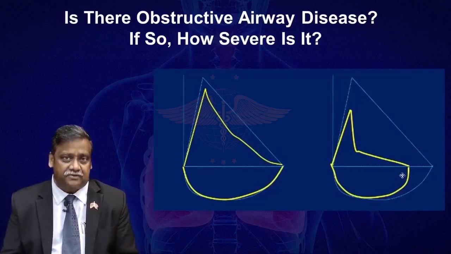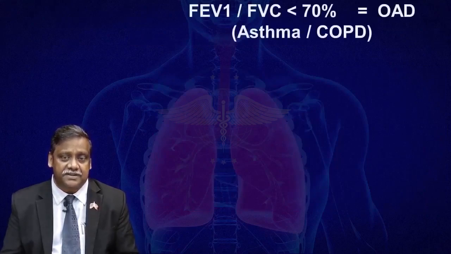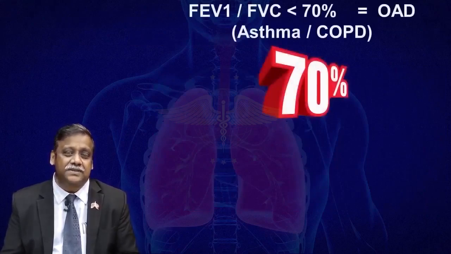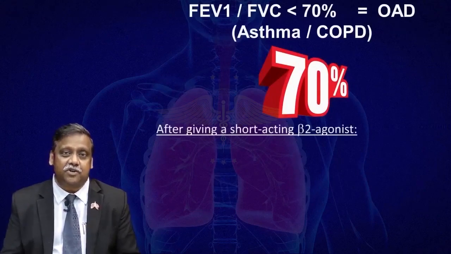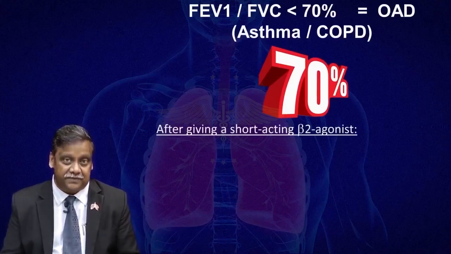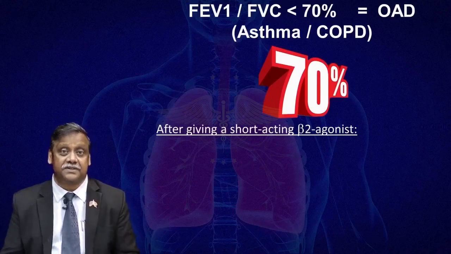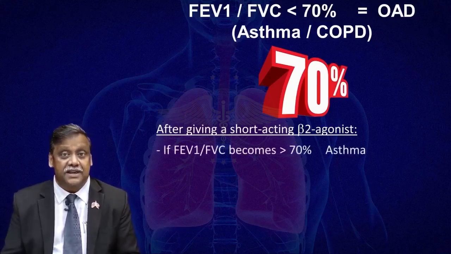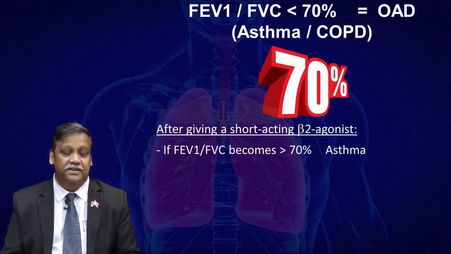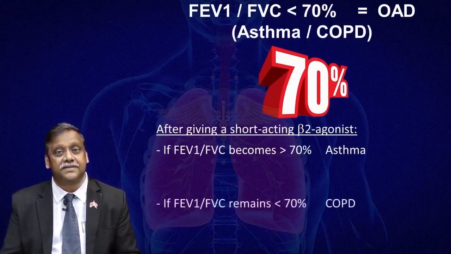Now, once you have made a diagnosis of obstructive airway disease, which we know is FEV1 upon FVC less than 70%, you need to know whether this is asthma or COPD. You know how we differentiate over here? You give this patient a short-acting bronchodilator drug like salbutamol in a dose of 200 to 400 micrograms and then repeat the spirometry after 15 to 20 minutes. Now, if you find that the ratio, which was less than 70% before, has now become more than 70%, then this is asthma. And if the ratio has remained less than 70% even after giving a bronchodilator drug, then this is COPD.